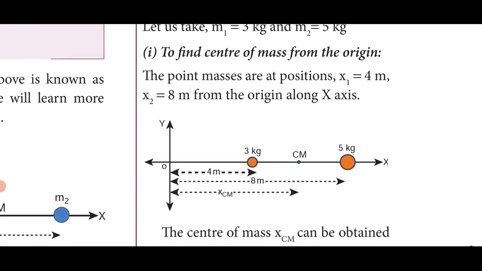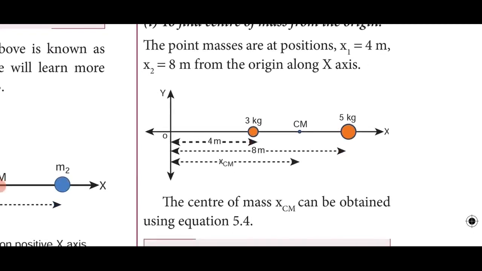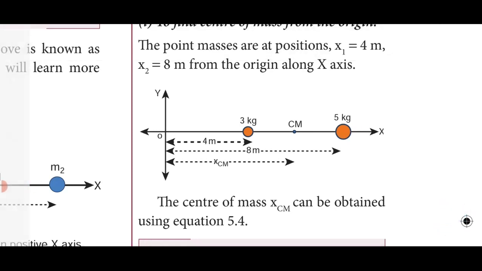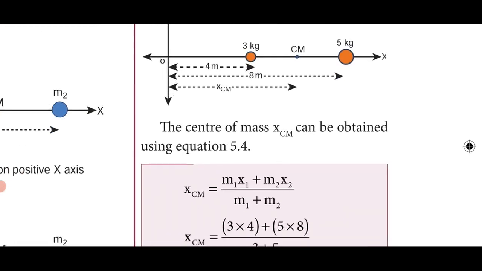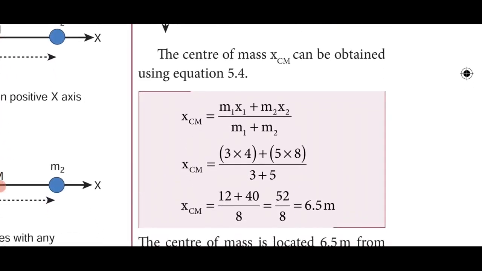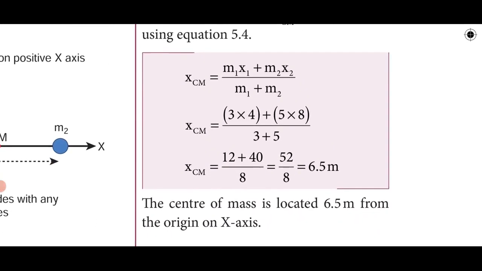This is clearly given in the diagram, see the diagram. From the origin O, the 3 kg mass, the center of mass cm and the 5 kg mass are all on the positive x-axis. From O to the 3 kg mass it is 4 meter, and from O to the 5 kg mass it is 8 meter, and the distance to the center of mass is xcm. So the center of mass xcm can be obtained using the equation we already obtained in the earlier classes: xcm is equal to m1 x1 plus m2 x2, divided by m1 plus m2.